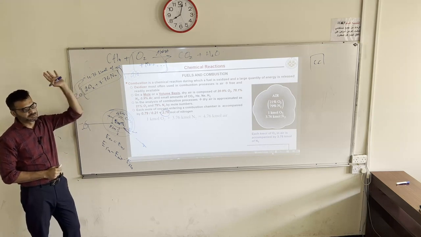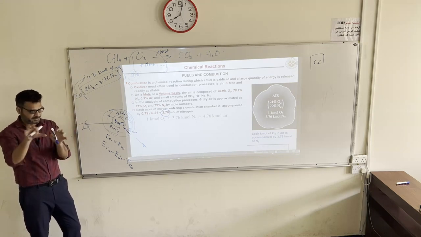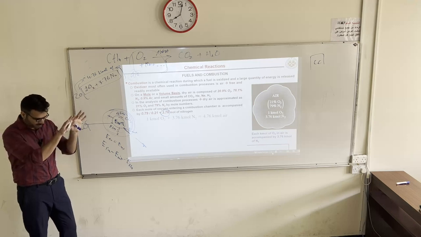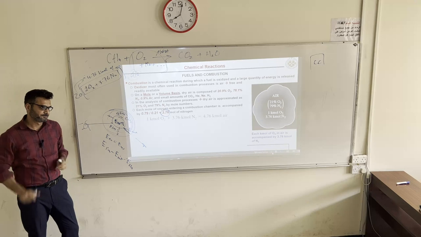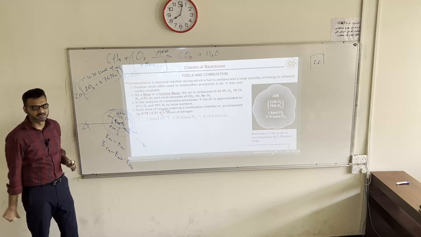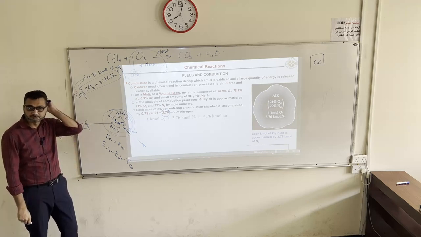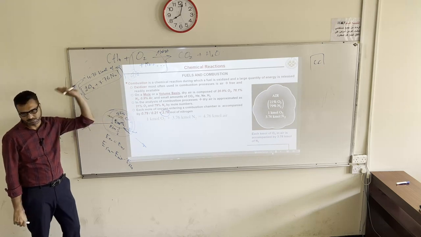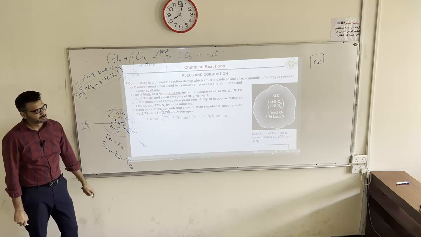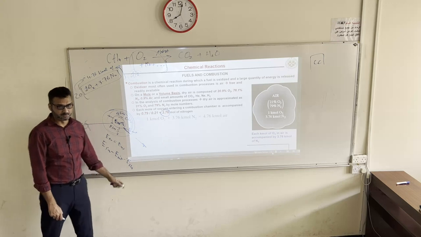Yes, there they produce oxygen, they extract oxygen, they store it in a cylinder in liquid form, and then they take it. But for normal combustion at ground level, yes, we are neglecting the other gases. They are about 1%, so we are neglecting them for our calculation of this combustion.